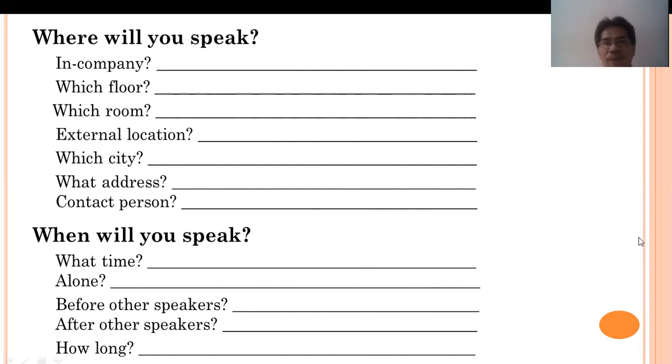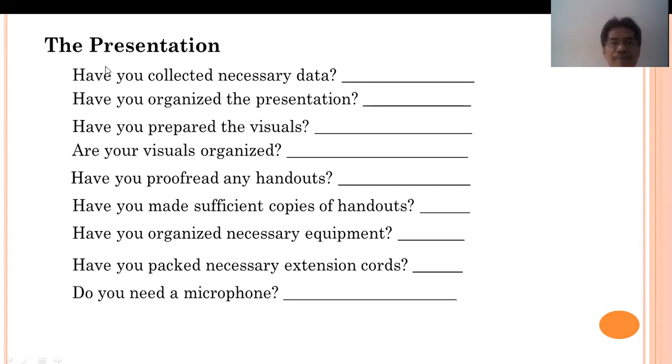And then how long will you speak? Do you have only a 15-minute talk, or probably a 30-minute talk, including the question and answer session? That depends, so you should make a preparation for it. Okay, take a good look at your presentation. Have you collected the necessary data? This is related to our discussion last meeting. Have you organized the presentation, whether you want to start with introduction, content, and conclusion?